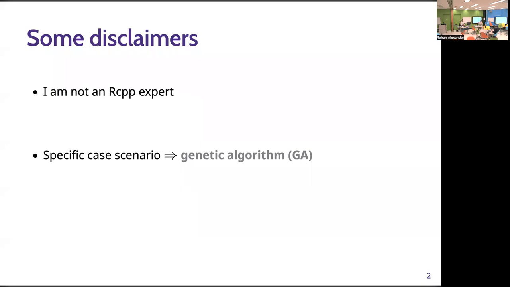I'm not going to talk about it in general. After I submitted the title, I realized it was maybe too broad. I'm really talking about one specific use case: porting a genetic algorithm from pure R into RCPP. Excuse me if the talk was a bit misleading.